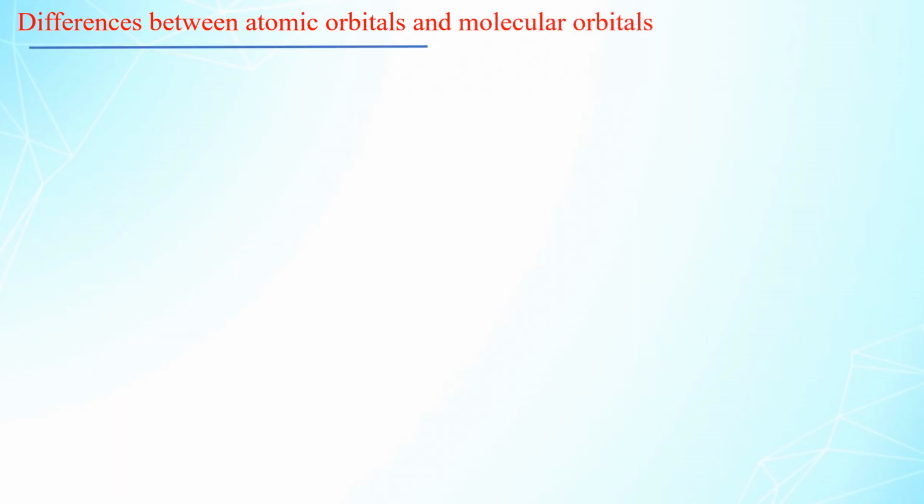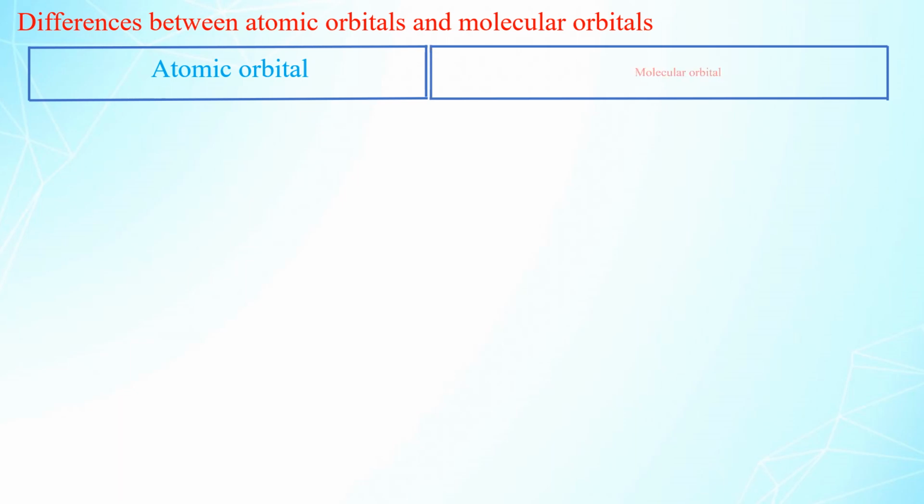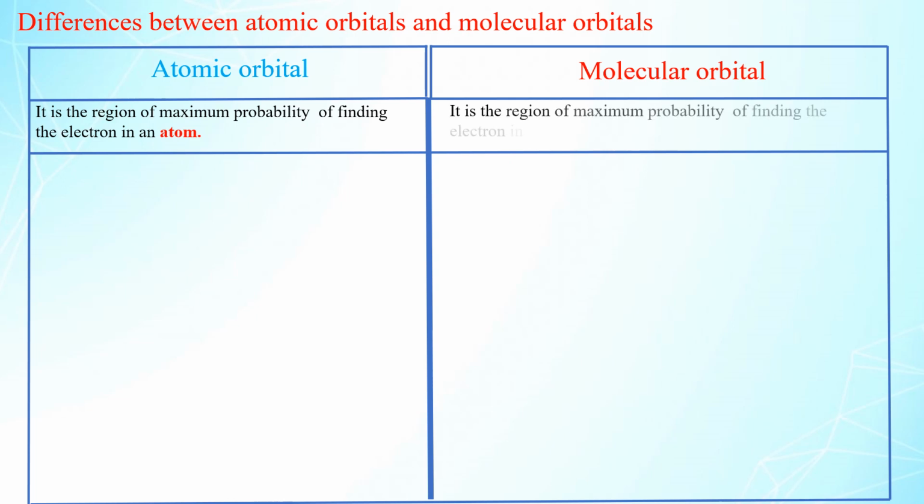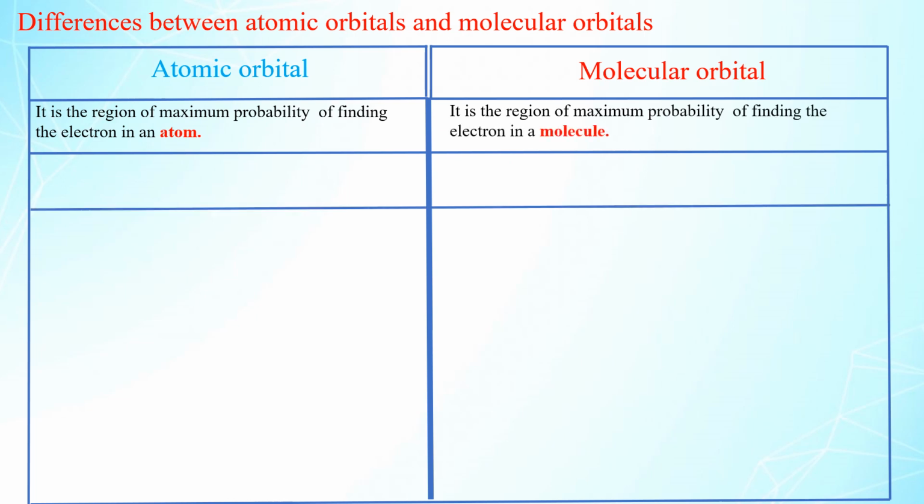Differences between atomic orbitals and molecular orbitals. Atomic orbital: it is the region of maximum probability of finding the electron in an atom. Molecular orbital: it is the region of maximum probability of finding the electron in a molecule. Electron cloud around the atom forms atomic orbital.